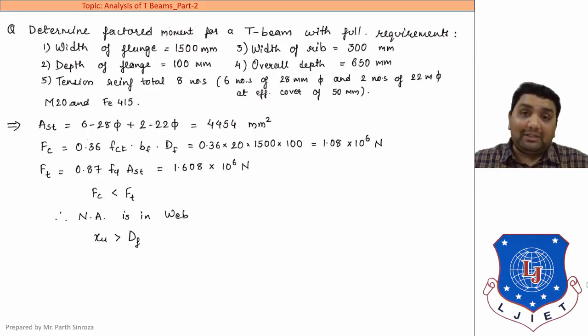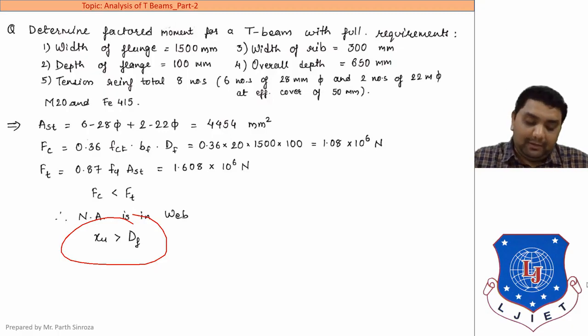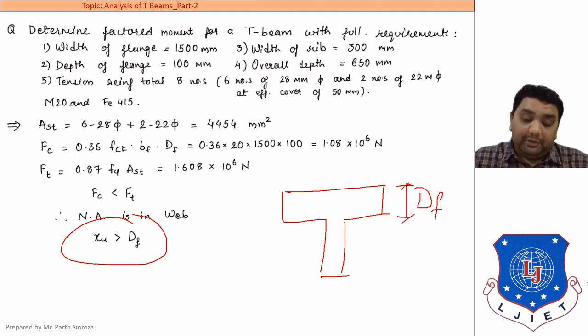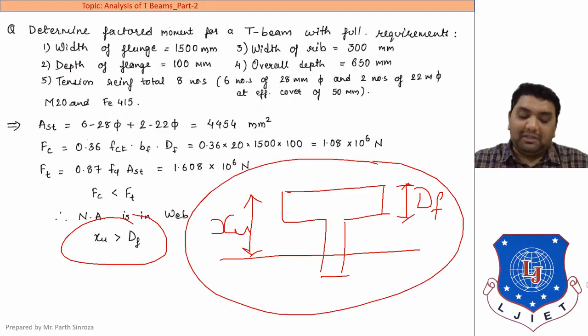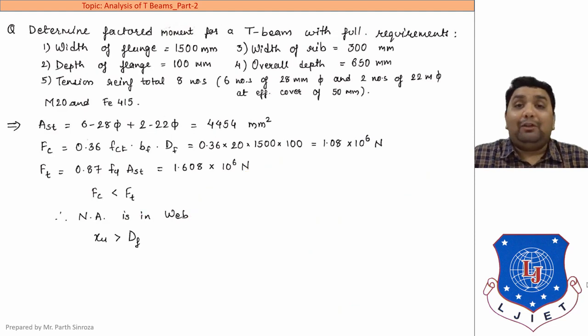So while the neutral axis is in the web, XU will always be greater than DF. For example, consider this as a T-beam, this being our DF, that is the depth of flange. If the neutral axis exists somewhere around here, then this will be our depth of neutral axis, that is XU. So from this relation you can definitely say that XU is greater than DF. So now we'll be using the case XU is greater than DF.